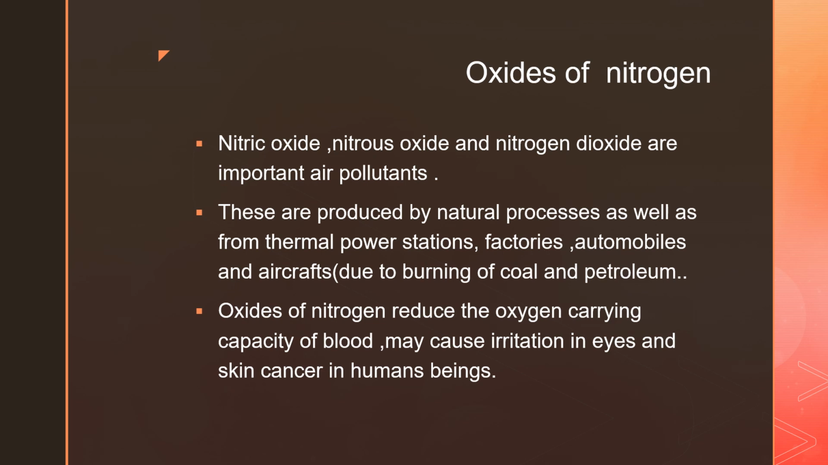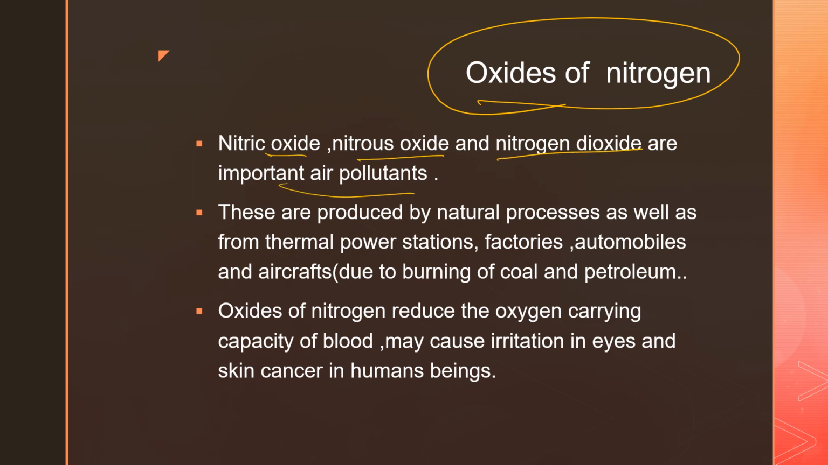Now, what are oxides of nitrogen? There are many pollutants, and after aerosols come oxides of nitrogen. Nitric oxide, nitrous oxide and nitrogen dioxide are important air pollutants. These are produced by natural processes as well as by thermal power stations, factories, automobiles and aircraft due to the burning of coal and petroleum. Is it clear?